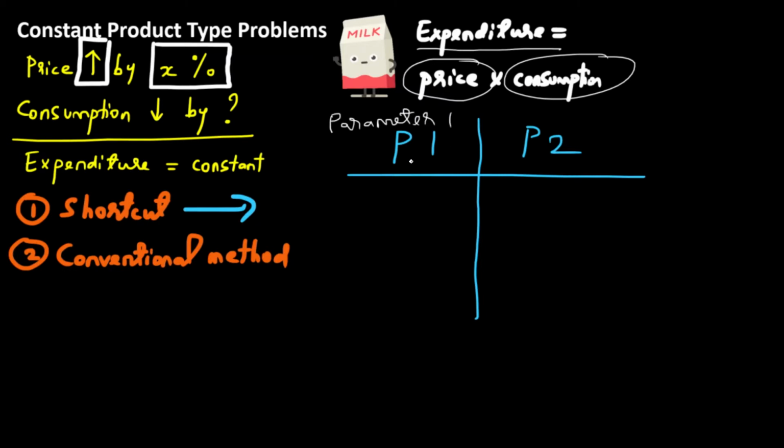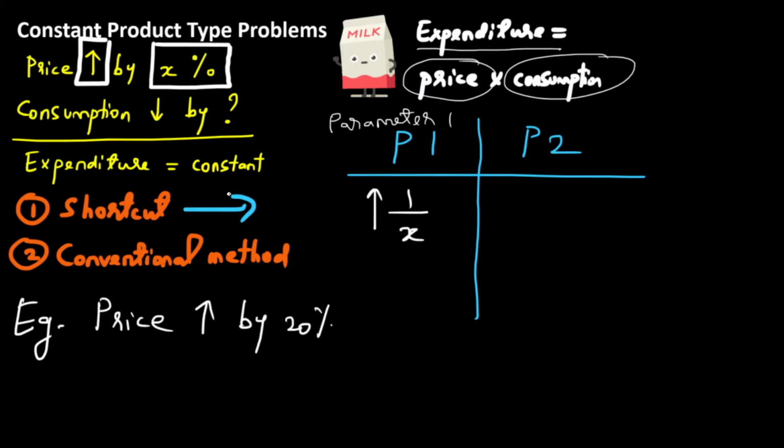Now, if one parameter increases by 1 by X, then we can easily find by how much the other parameter has to decrease. Now, let's take an example and parallelly go ahead with the method. For example, in this case, let's say that the price increased by 20%. Now you will see that over here you have a percentage and this is a fraction, right? So we need to convert this percentage into a fraction, which can be done very quickly. Now let's see how this can be done.